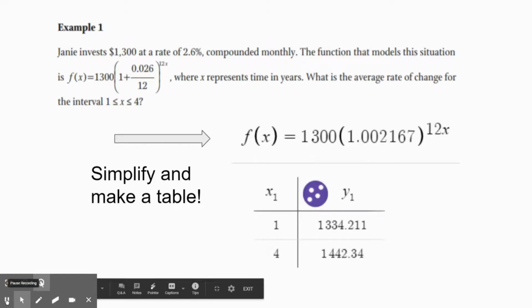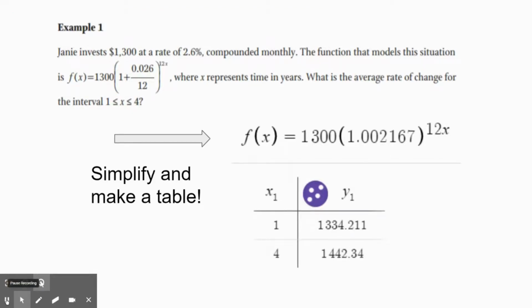Very first step, simplify, make a table. So I've simplified it to f of x is equal to 1,300 times 1.002167. You can round however you would like. I would say at least take it to 3 or 4 decimals, raise that to the 12x power.